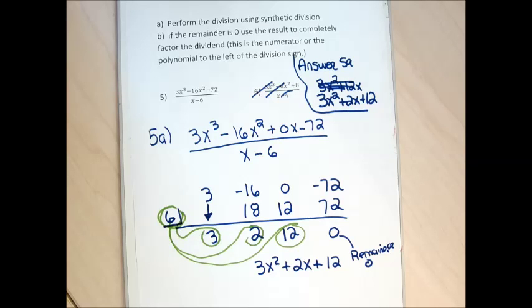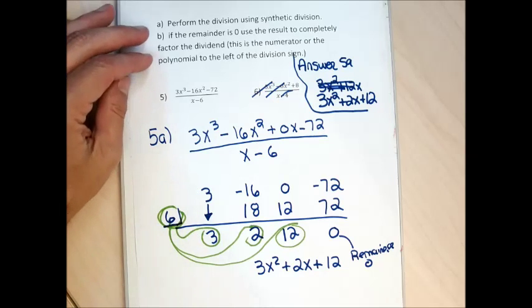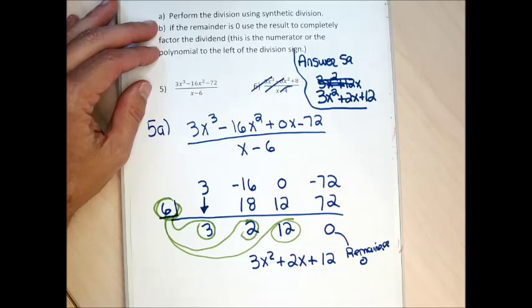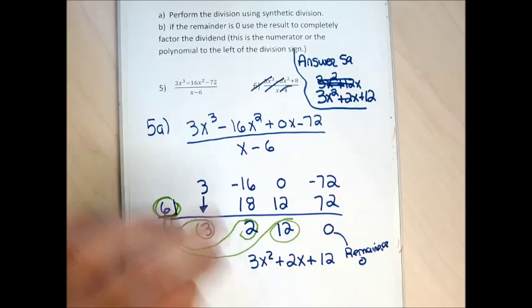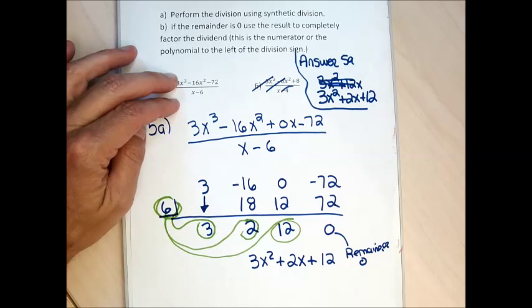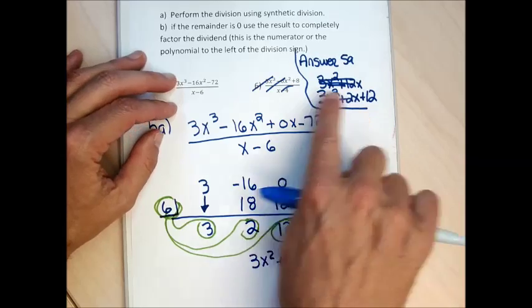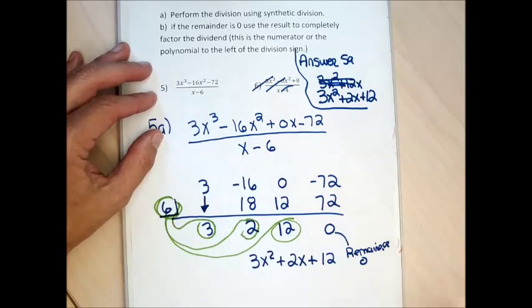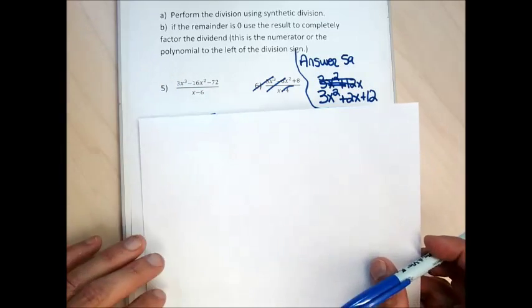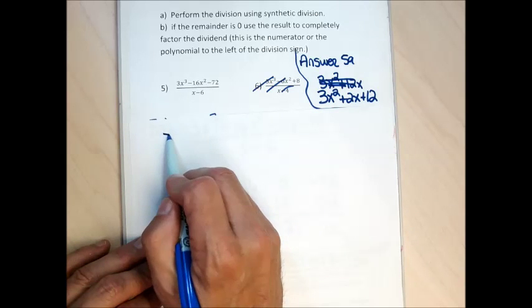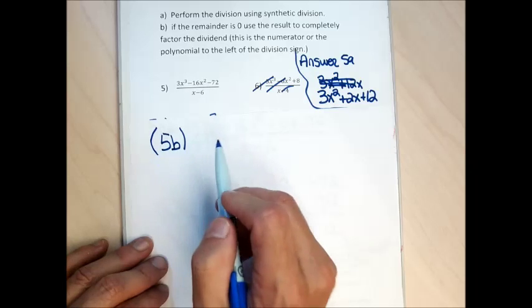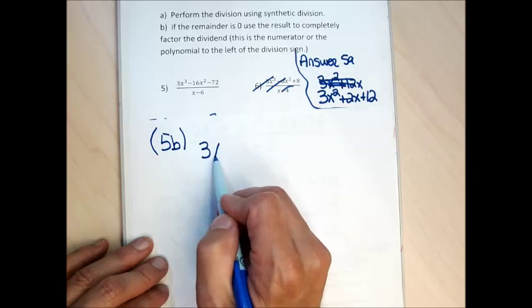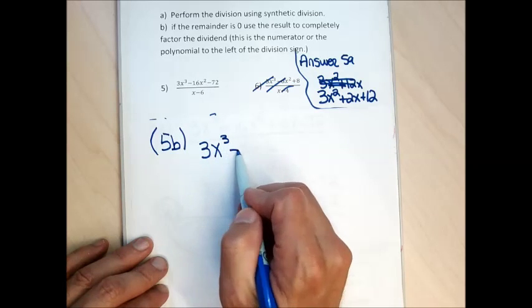5b I only do if the remainder is 0, because if the remainder is 0, I use the result to completely factor the numerator, essentially. So when you do synthetic division, if the remainder is 0, then the answer times the denominator equals the numerator. 5b wants me to factor the numerator, and I only go to factor the numerator if the remainder is 0. If the remainder is not 0, then the factoring doesn't really make sense.